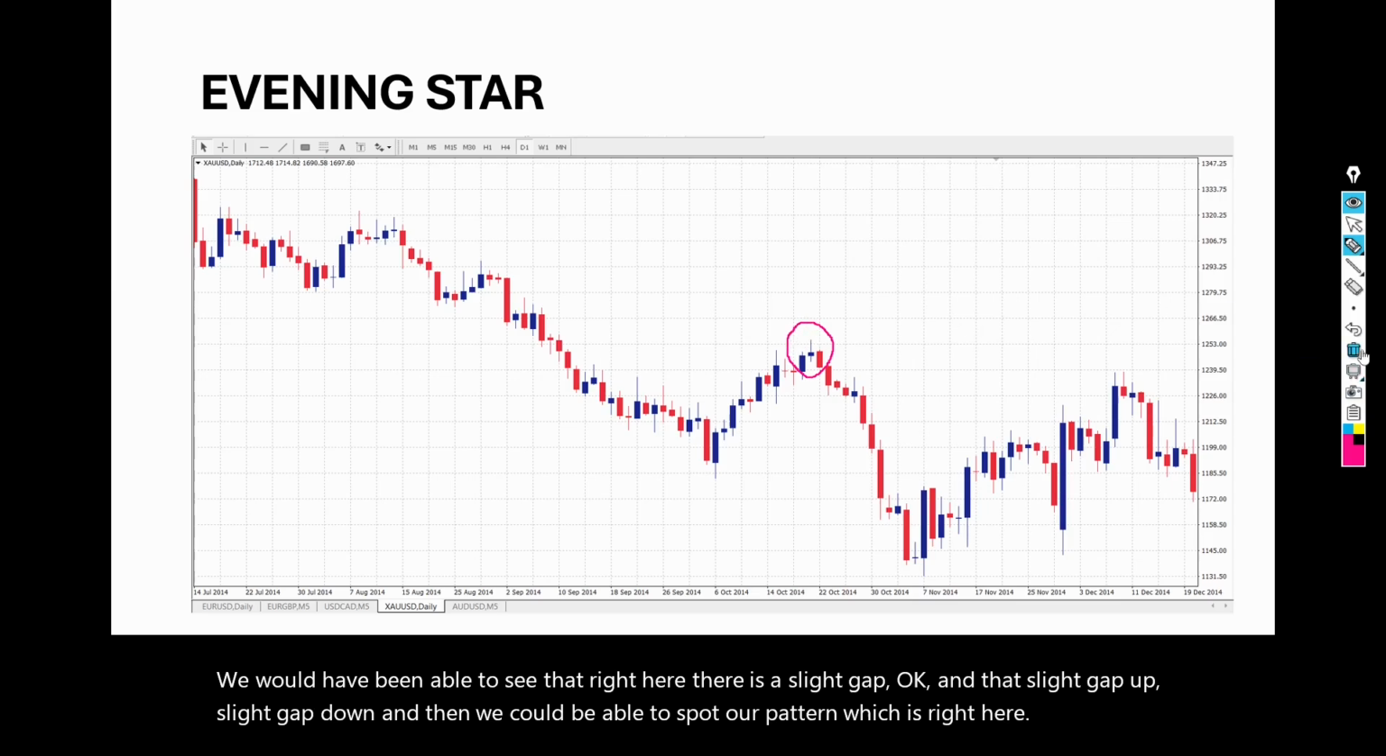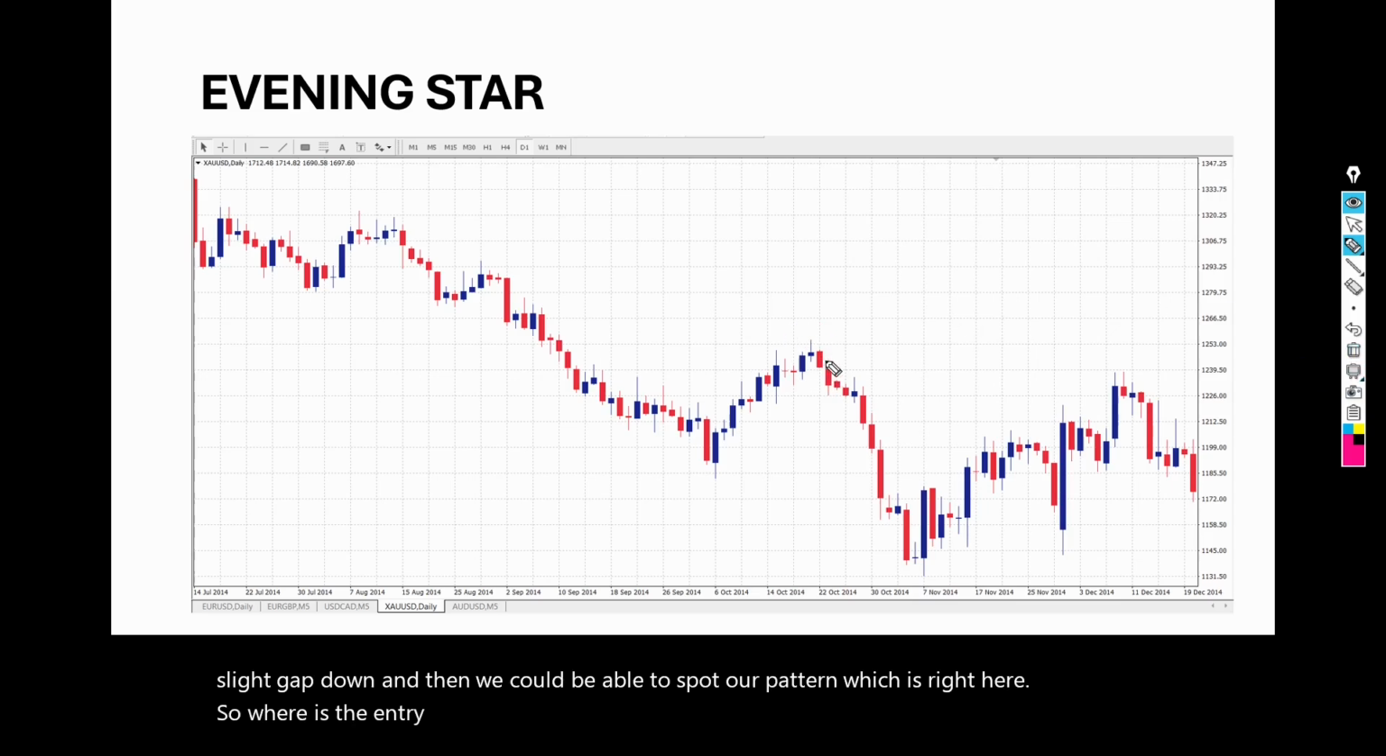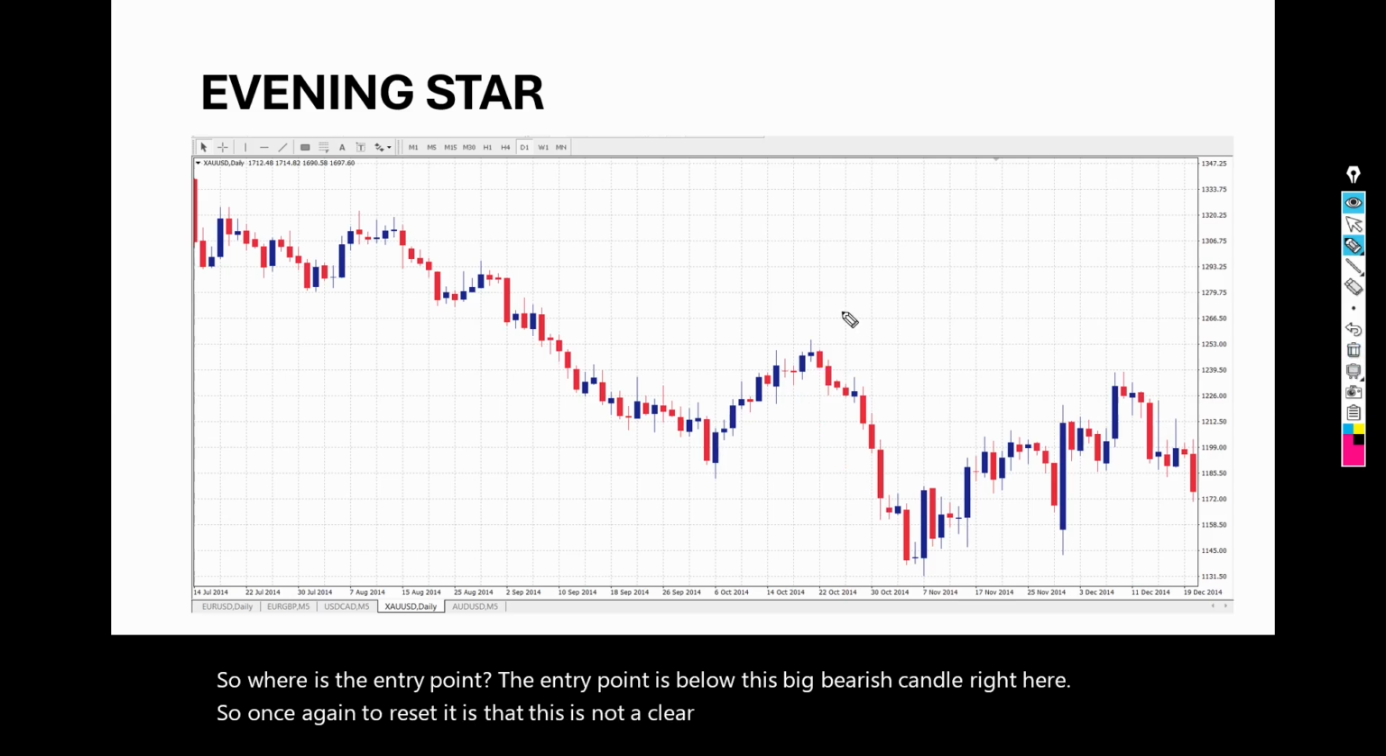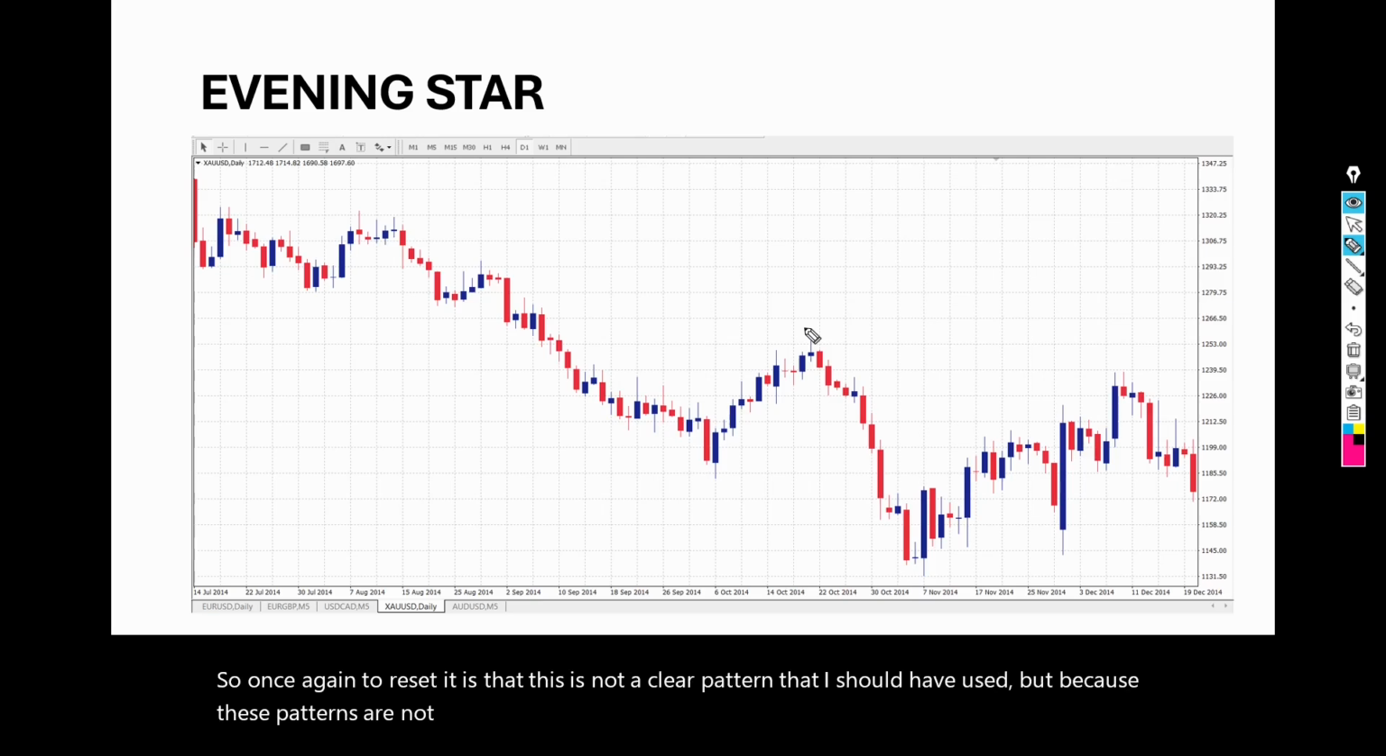So where is the entry point? The entry point is below this big bearish candle right here. So once again, this is not a clear pattern that I should have used, but because these patterns are not so common within the Forex market, I had nothing to do but to choose this one right here. Okay, so let us look at another one in the next slide.